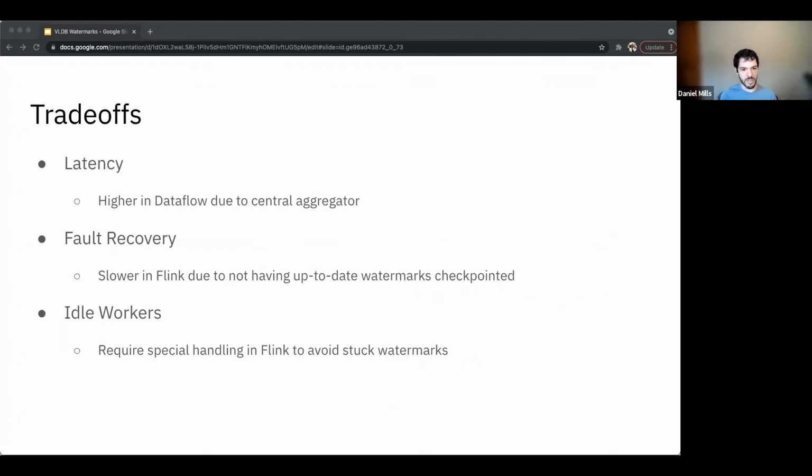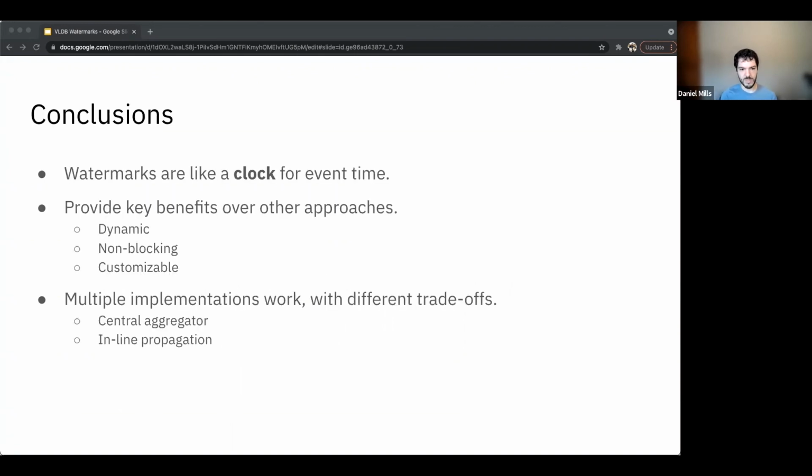First, the overall latency is higher in Dataflow due to relying on the central aggregator and periodic reports to it. On the other side, for fault recovery, Dataflow tends to recover much more quickly because everything is based on distributed state, which is continuously checkpointed, whereas Flink does periodic checkpoints across the entire system. And finally, idle workers in Flink pipelines require a little bit of special handling, because if there are no records flowing through a node, there are also no watermarks being propagated, which delays the watermarks across the entire pipeline. So Flink needs to do extra work to keep those up to date.